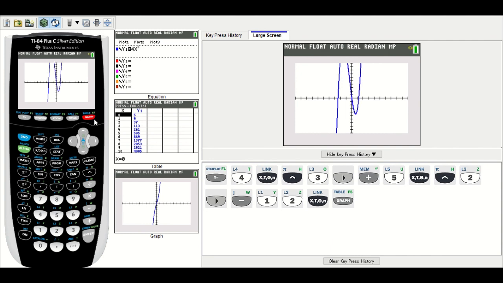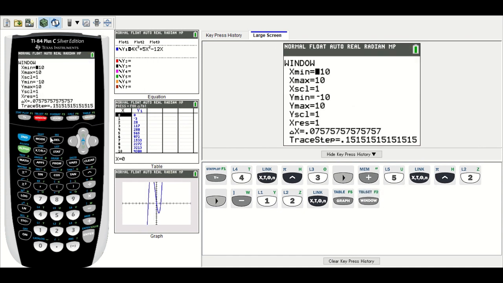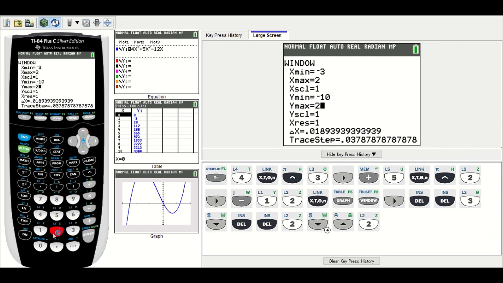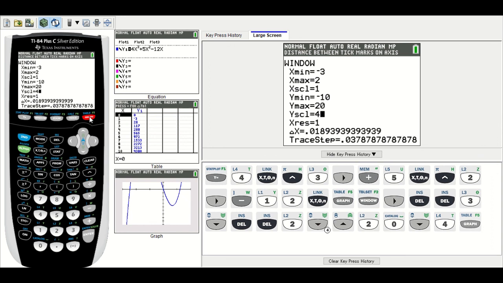As you can see, the graph exceeds the screen, so we need to adjust it in order to see the whole graph. All we need to do is to press the window key, then change our x-min and x-max to -3 and 2. So let's just delete this one and change it to -3, then this one to 2. And also our y-min and y-max to -10 and 20. And of course our y-scale to 4. So let's press graph.